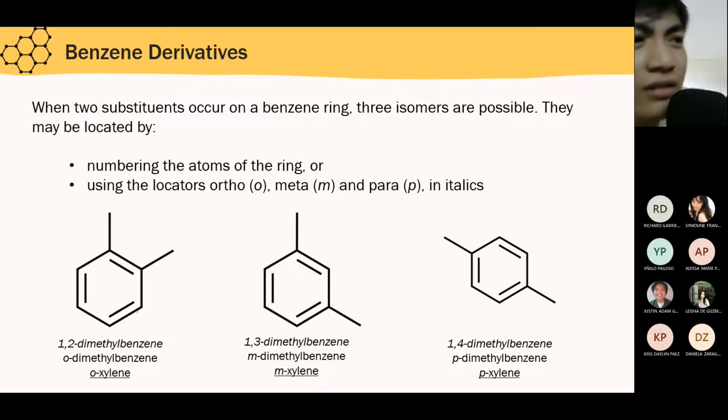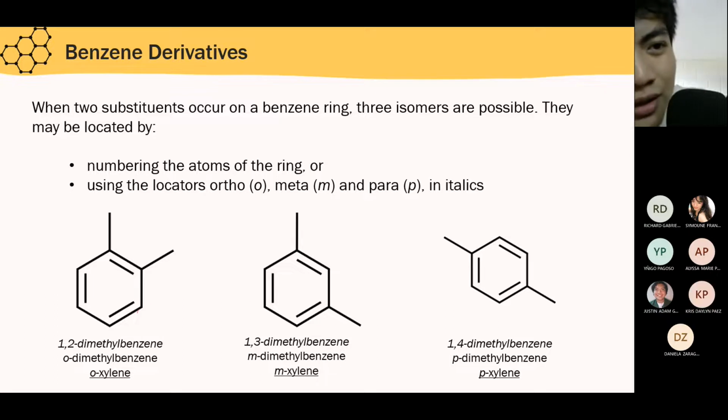Okay? Kaya kung nakakita kayo sa Facebook na ang tawag sa kanya ay meta, diba, you have the ortho, tas logo ng Facebook company ngayon, which is Meta, and then the para.